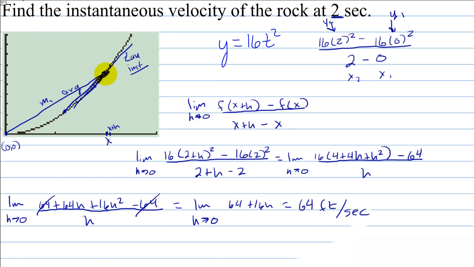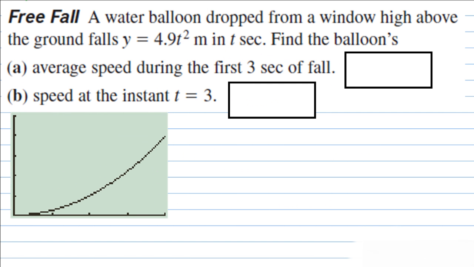So the instantaneous rate of change is 64 feet per second, and we use that with the concept of secant lines to find the slope of the tangent line. And you can do that as long as you know the equation for how the position is changing. In this next slide, we are asked to do pretty much the same thing, so let's get to it here.